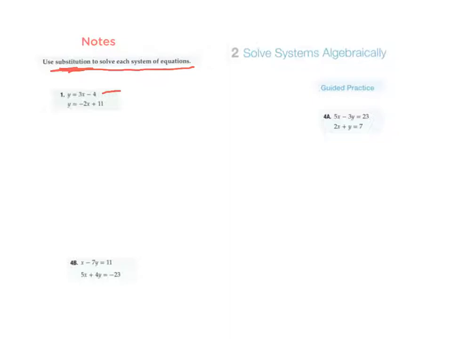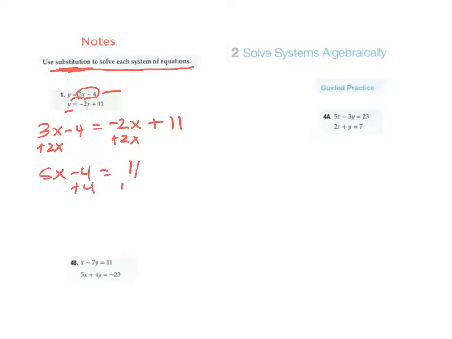Because we have a variable by itself, I'm going to substitute this part in for the other y, because that's what y equals. So if I take 3x minus 4 and put it where the y is, I still have it equaling negative 2x plus 11. I now have an equation where I've eliminated the y's because I've substituted. And now I can solve the equation by adding my x's to one side, 5x minus 4.